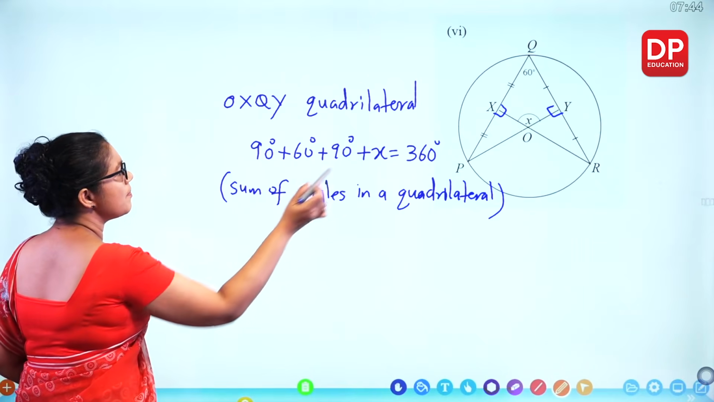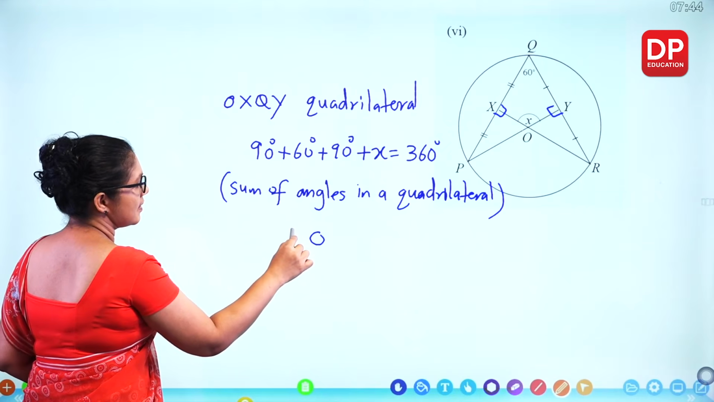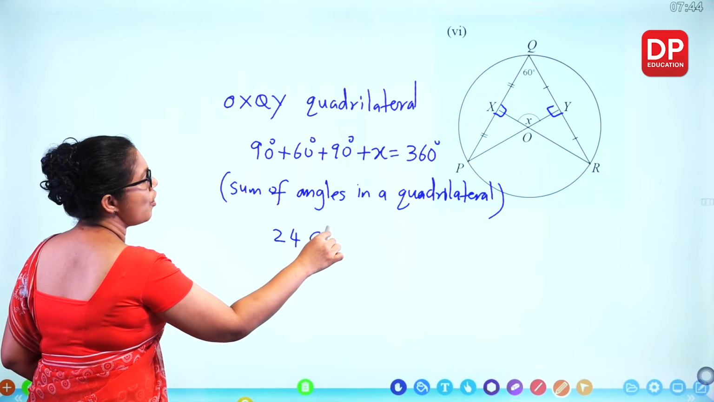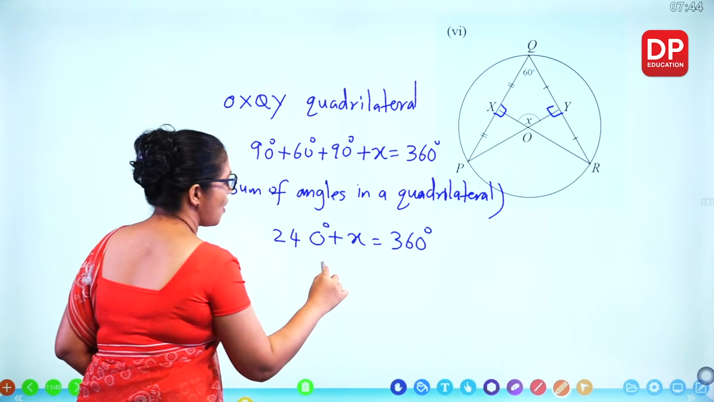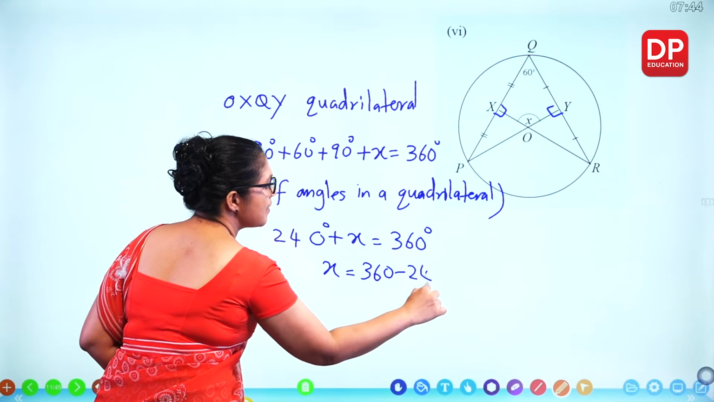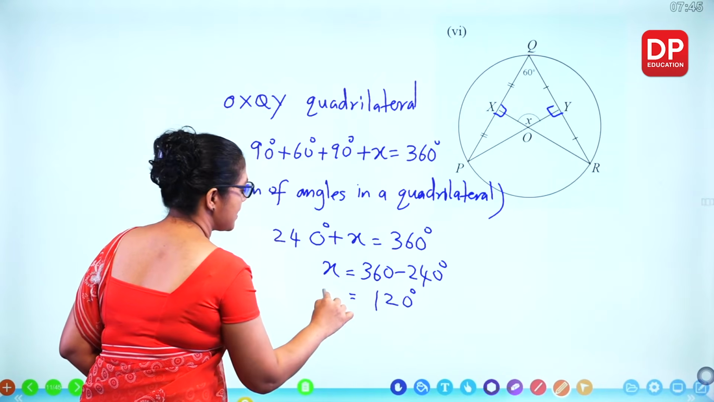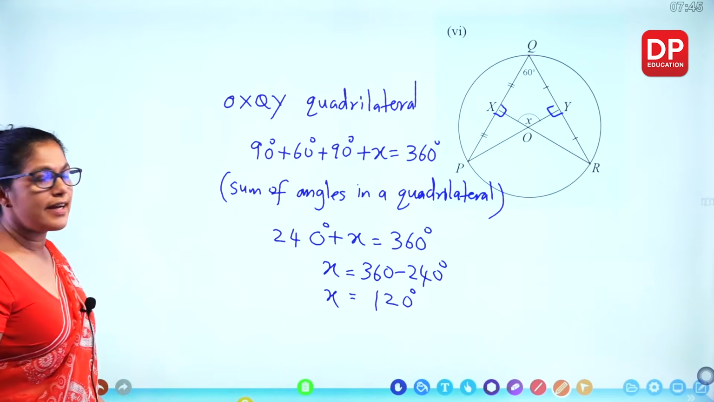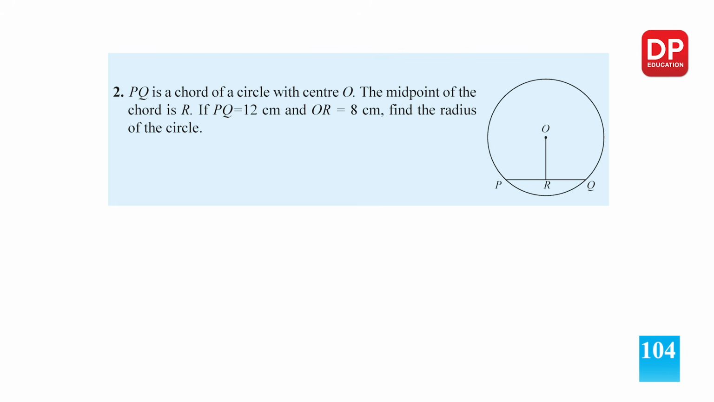So try to simplify this. When you add, you get 240 plus x is 360. So how can we find x? 360 minus 240. You get 120. Now we'll move to the next question.